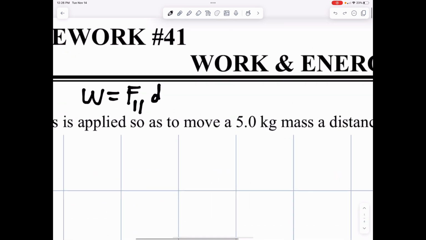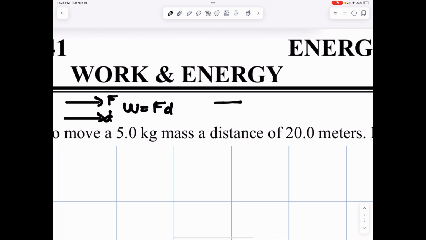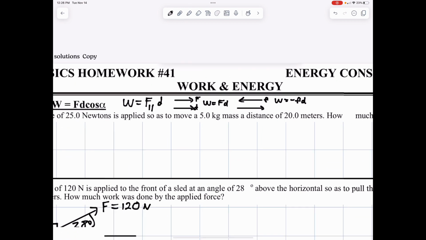Now, also keep in mind when you have a force that is parallel to the direction of displacement, it's just simply going to be work equals positive force times distance. When you have an anti-parallel force like friction, where theta is 180 degrees, then all of a sudden we have work equals negative force times distance.